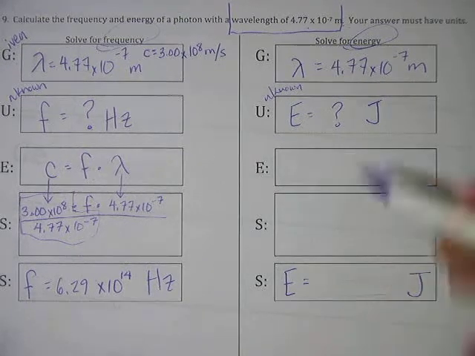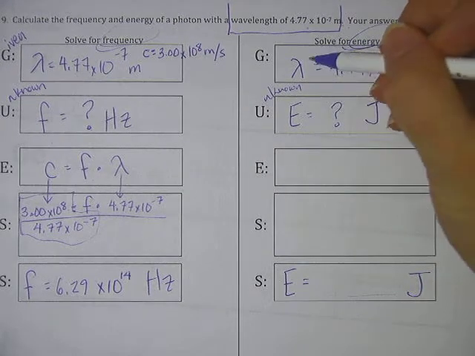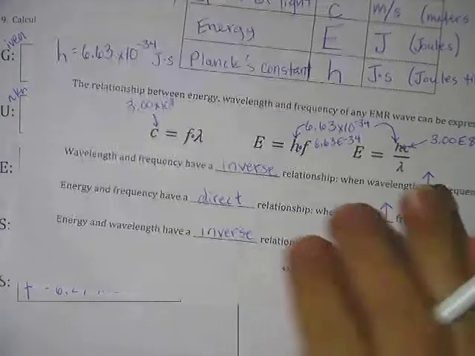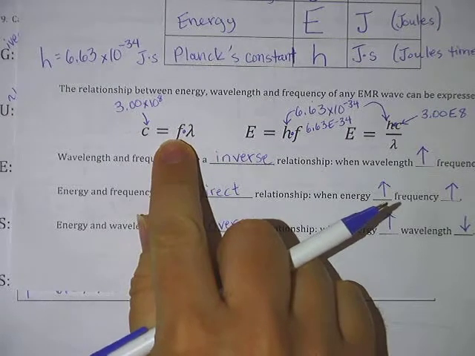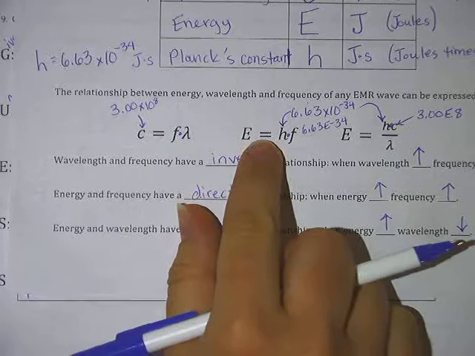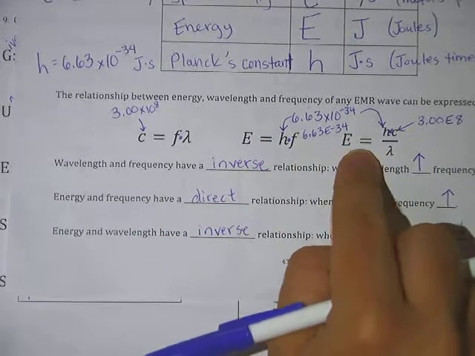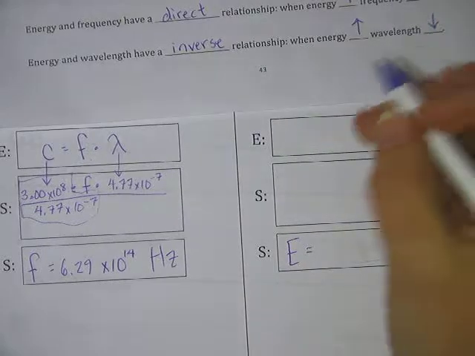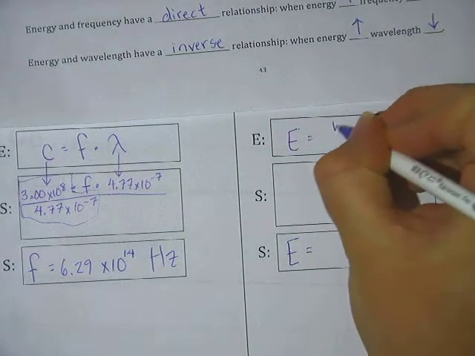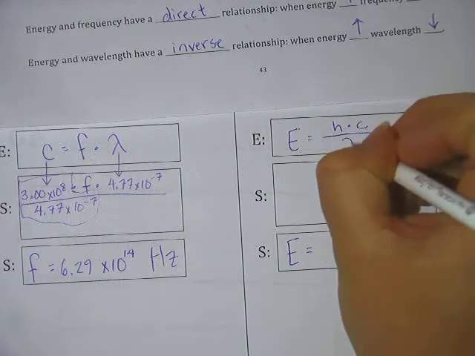For our equation, we need one that uses both E and lambda. Looking at our 3 equations, this first equation has lambda, but it does not have E. The second equation has E, but it does not have lambda. The third equation has both, so that's the one I'm going to copy down into my equation box to show my work.